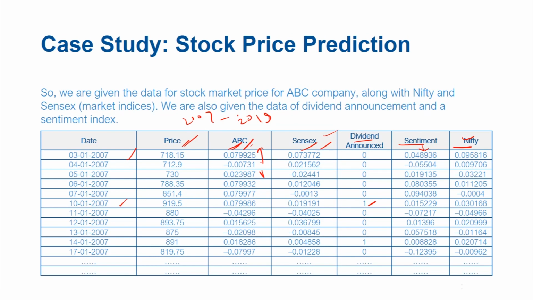Please note that Sensex and Nifty are two major stock market indices in India. They are benchmark stock market indices that represent the weighted average of the largest Indian companies. Sensex represents the average of the 30 largest companies that are most actively traded, and similarly Nifty represents a weighted average of the 50 largest Indian companies.